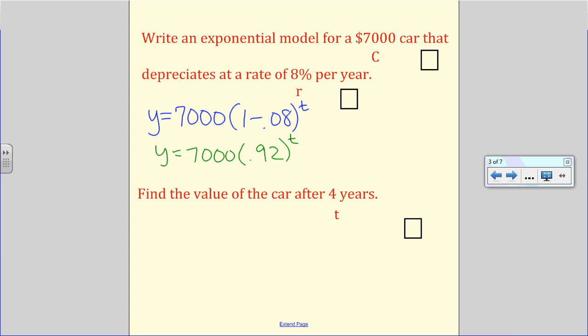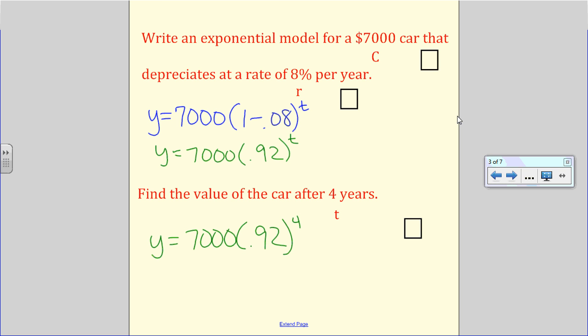It says now find the value of the car after 4 years. So our T value is 4. Now I'm going to go to my calculator. I'm going to type in y equals 7,000 times 0.92 to the 4th power. My board is getting off on its alignment, and it's a problem with the computer, so I need your help with your calculators. I don't want to switch back and forth between my board and my calculator. So if I could have a couple of volunteers type these in at their seats, just so we can compare answers and make sure we agree.